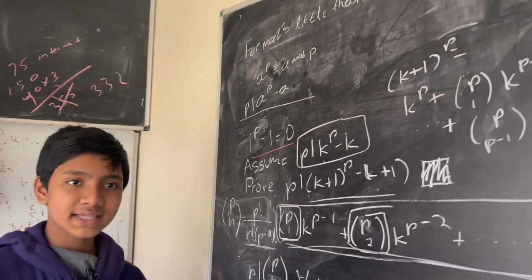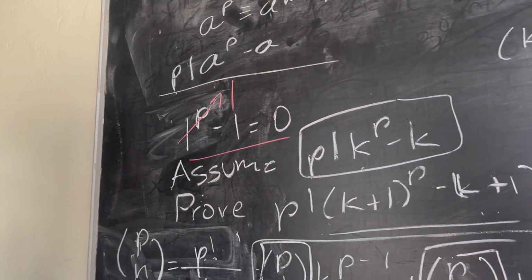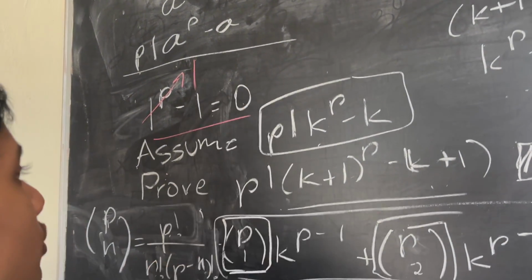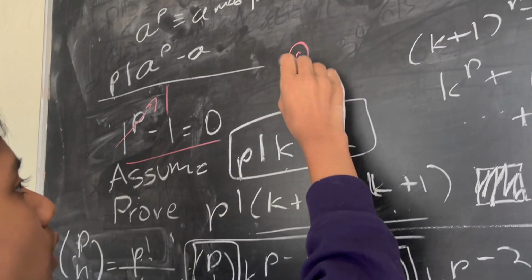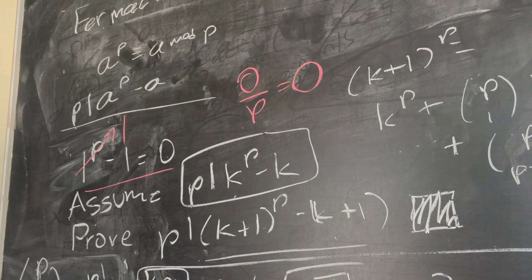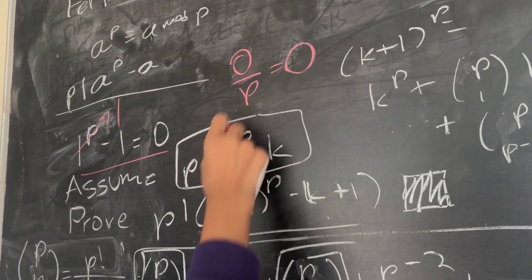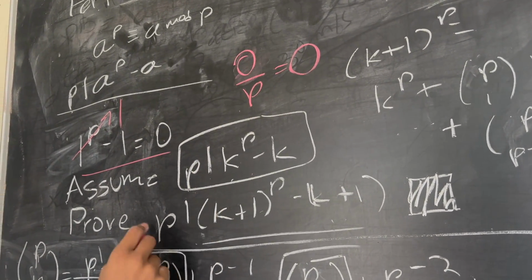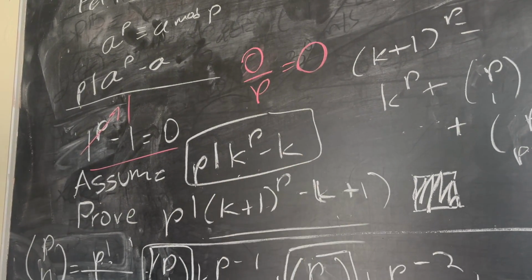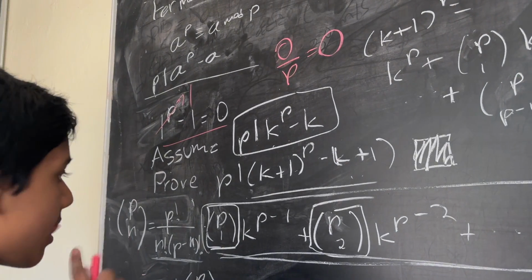we took the base case that 1 to the p minus 1 is equal to 0, since 1 to the p is obviously equal to 1. And of course, 0 is divisible by 1. Or sorry, 0 is divisible by p. So assume that p divides k to the p minus k. We have to prove that p divides k plus 1 to the p minus k plus 1.